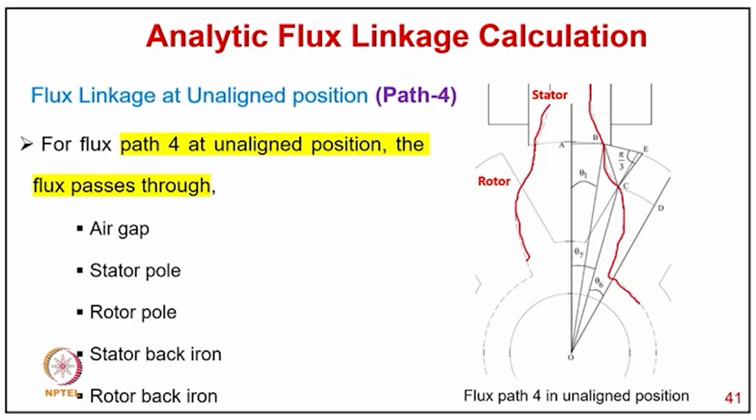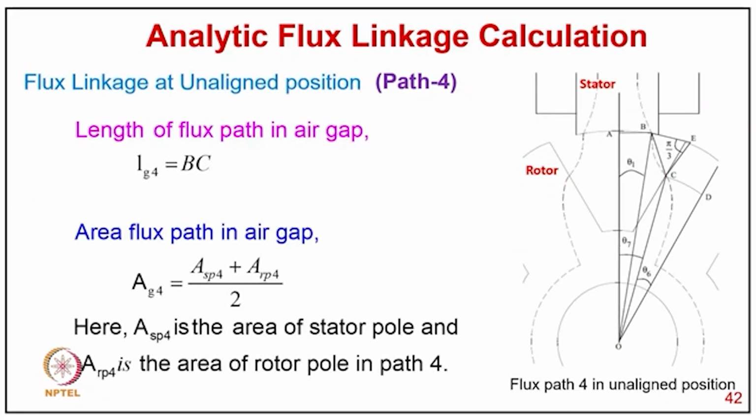So for flux path 4 at unaligned position, the flux passes through air gap, stator pole, rotor pole, rotor back iron, and stator back iron. The length of the flux path in the air gap is Lg4 equal to BC, and the area of the flux path in the air gap is Ag4 equal to (ASP4 plus ARP4) divided by 2. ASP4 is the area of the stator pole, ARP4 is the area of rotor pole in path 4.